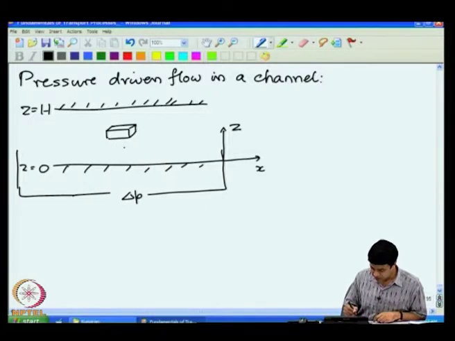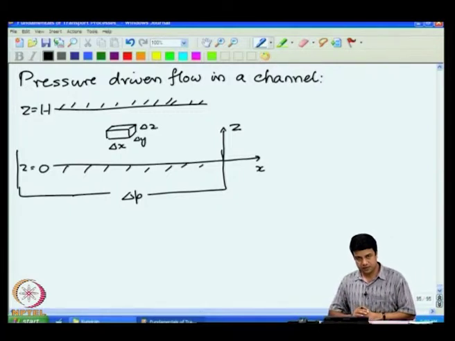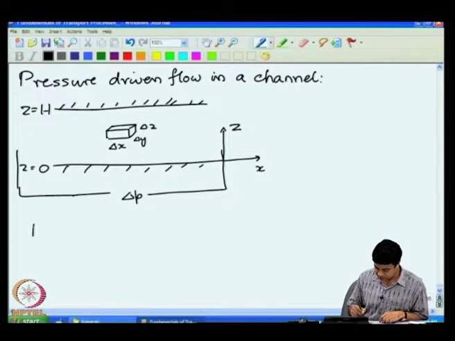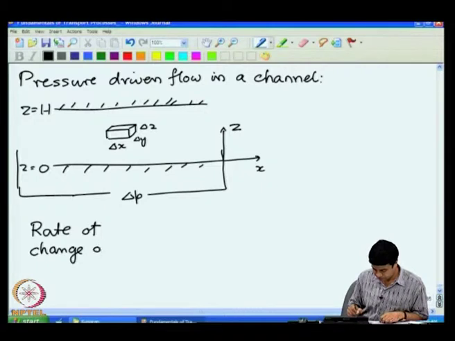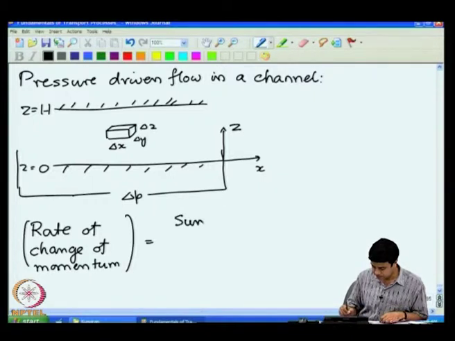Of thickness delta x, delta y, delta z. And the balance equation is the same. The rate of change of momentum is equal to the sum of forces.